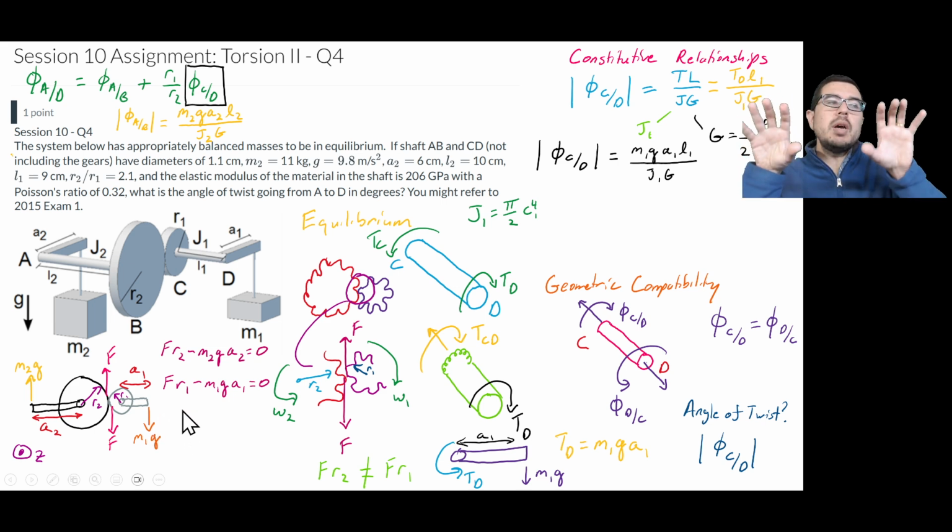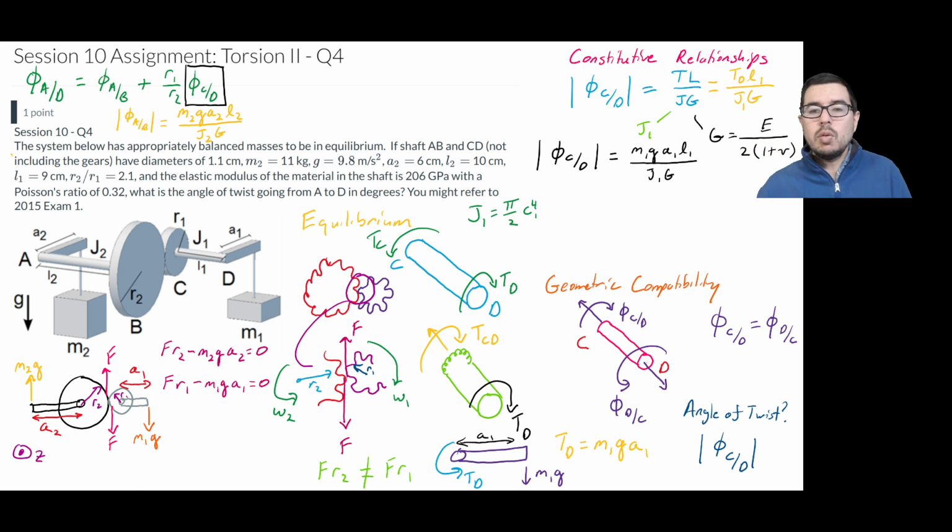Notice we did equilibrium about two different points of the system. Essentially, I could have broken this up by drawing a line through the system, so that I've got one system on the left and one system on the right, connected with this force F. That's what we're going to do algebraically. We're going to substitute in F equals M1GA1 over R1 into this equation here. And so we get that M1GA1R2 over R1 is equal to M2GA2.